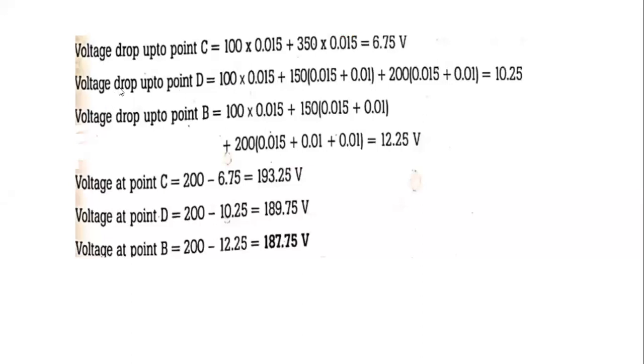Similarly, we calculate the voltage drop at point D. That is the current at point D plus the distance between C and D, that is 150 meters, and the distance between D and the end point, that is 200. Similarly, we calculate the voltage drop at point B.